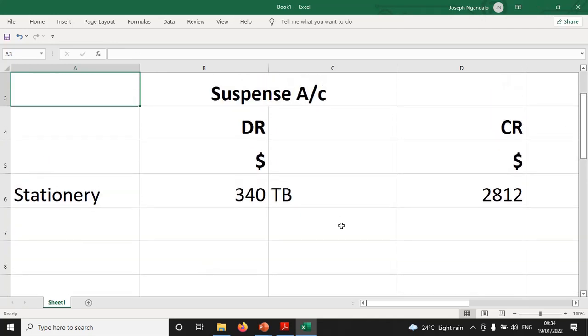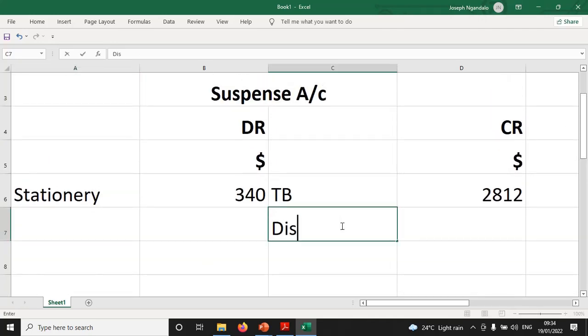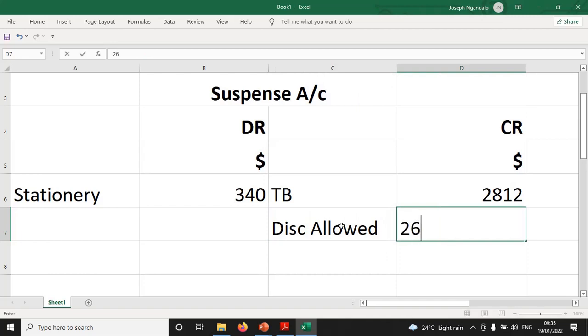What do you have here? Discount allowed. How much is it? 2620, right? Yes, that's what you do. This is how you populate the account there.